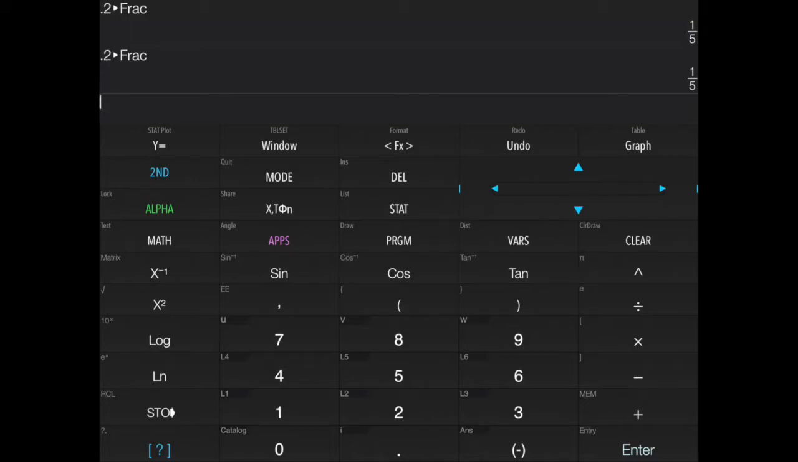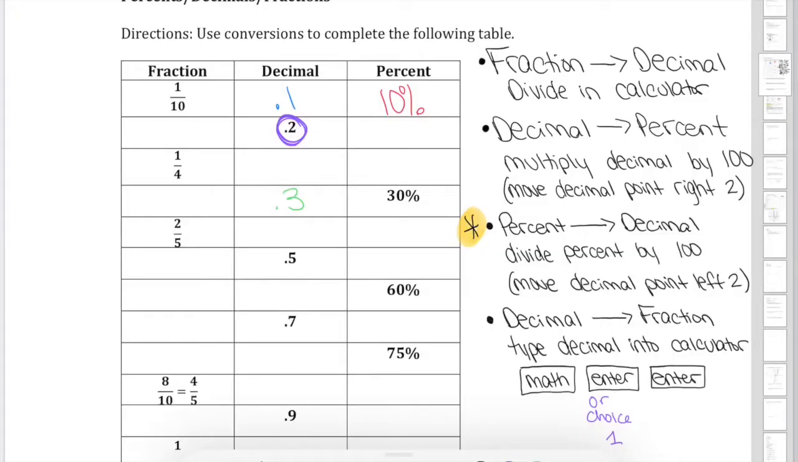So math choice 1, enter. And notice that gets you a fraction. So that 0.2 is going to convert to 1/5. So over here underneath fraction next to 0.2, I'm going to put 1/5.